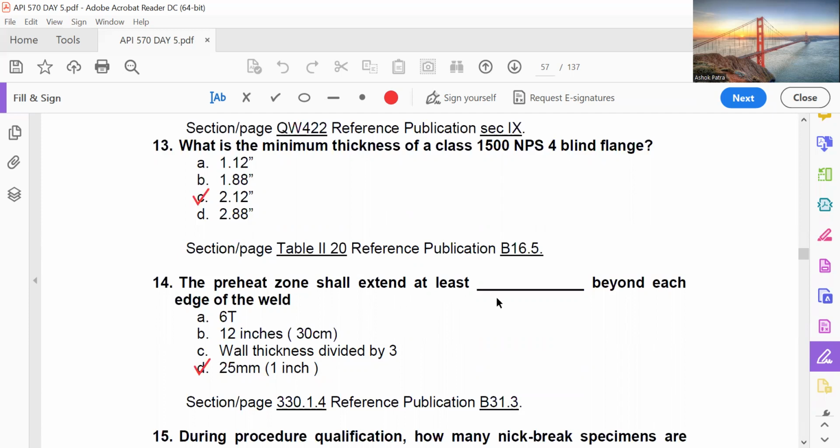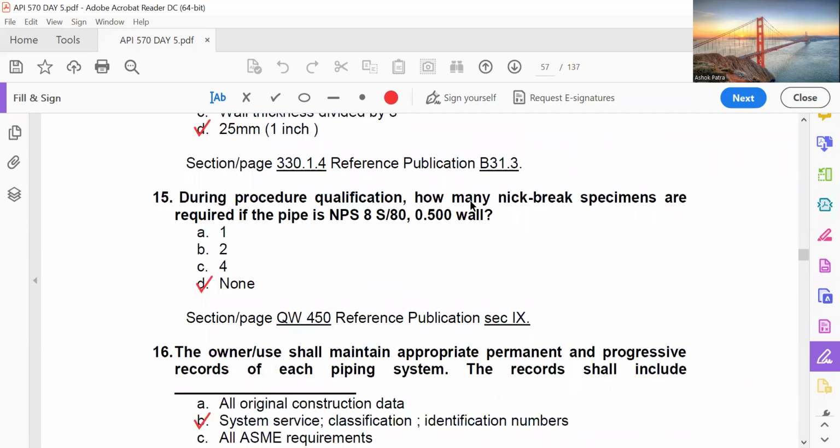The preheat zone shall extend at least 1 inch beyond each edge of the weld. During procedure qualification, how many nick break specimens are required if the pipe is NPS 8 Schedule 80 0.5 wall? It is not required, because we are not doing any nick break for this.